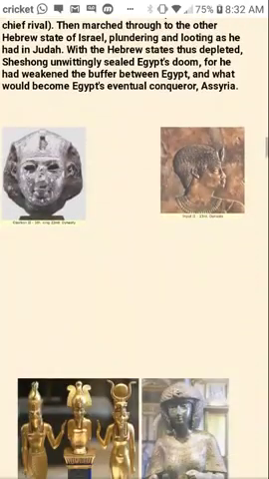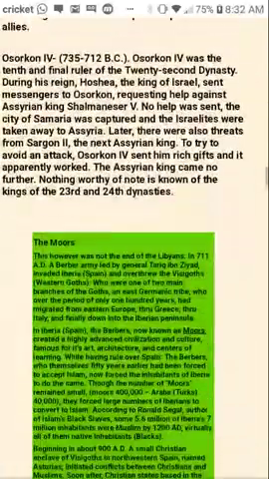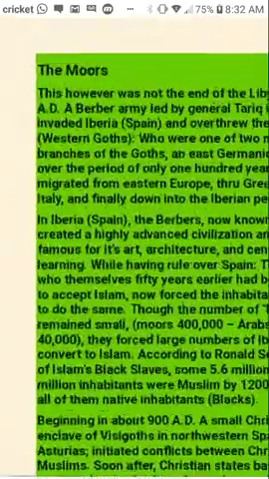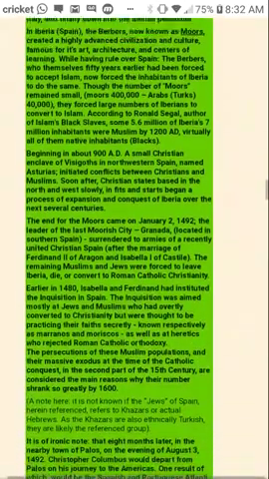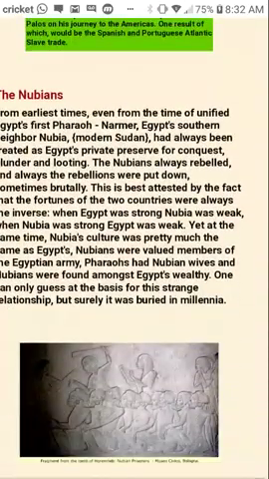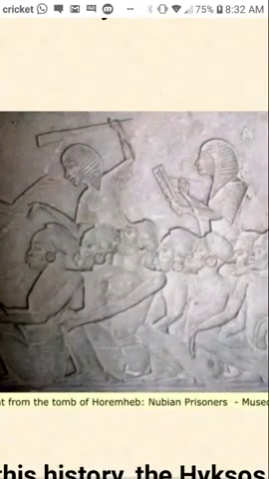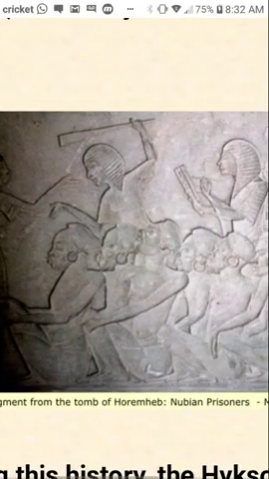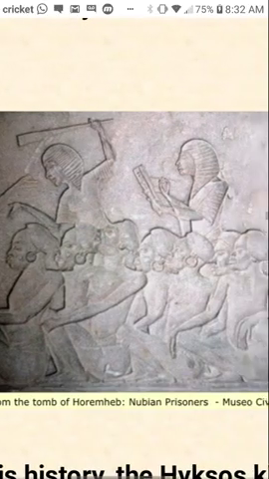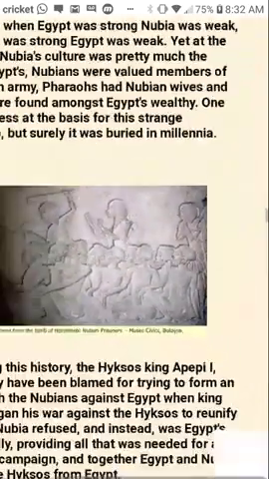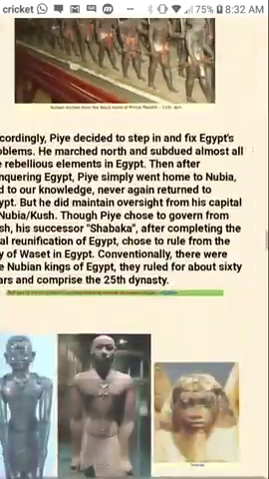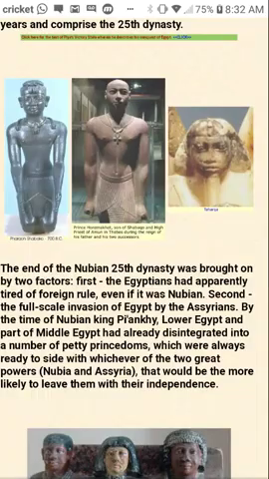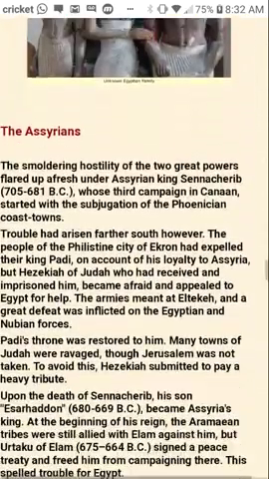All right, so you go through the different sections. You see the different pharaohs. It talks about the Moors who went into Europe. Okay, it talks about the Nubians, shows you images. For example, fragment from the tomb of Horemheb, Nubian prisoners. Okay, it goes to show you Nubian archers. It goes to different Taharka pharaohs, the Assyrians.